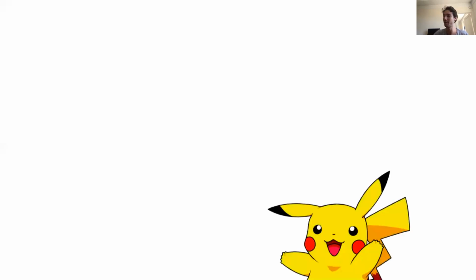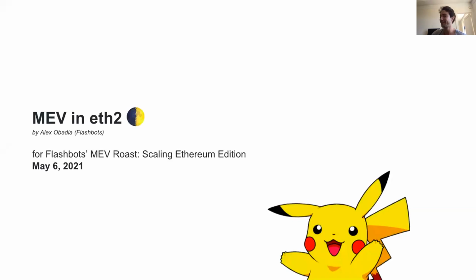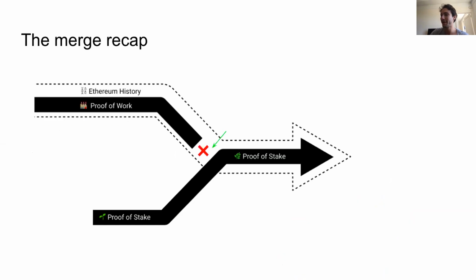Phil kind of talked about permissionless systems in general, and I'm going to talk about MEV in ETH2. And hi, I'm Alex, part of Flashbots. All right, so a quick recap, first of all, about the merge and ETH2 in general.